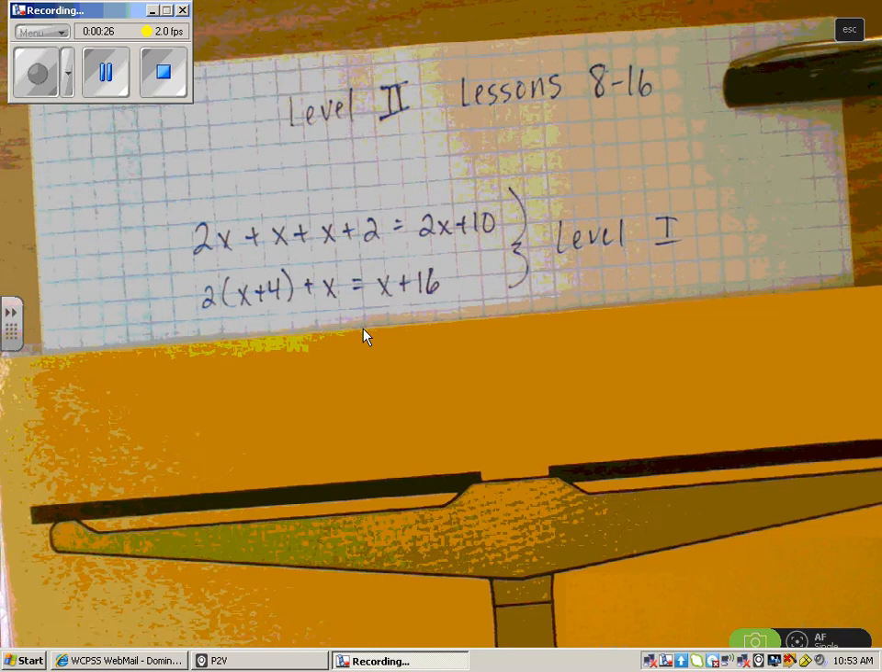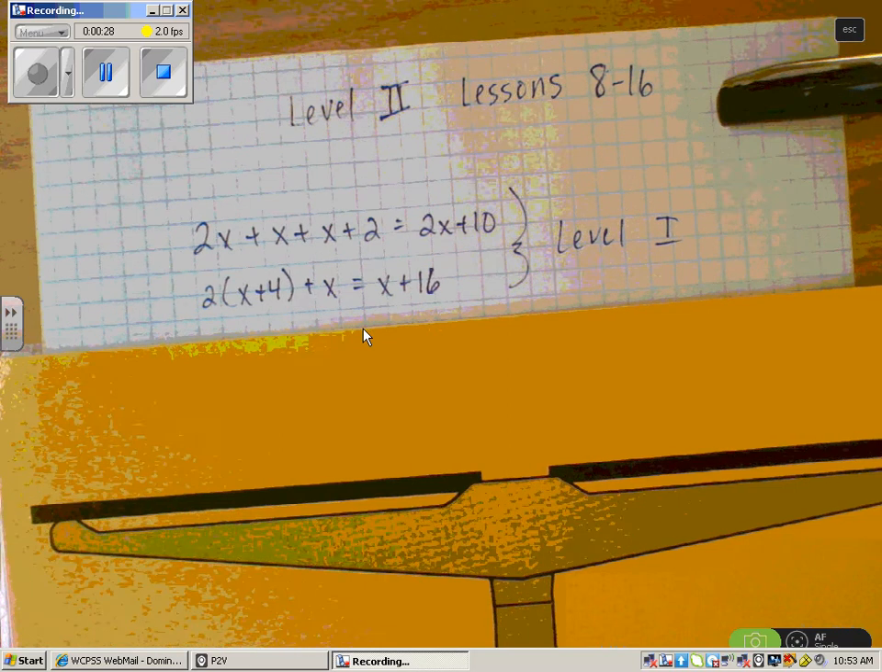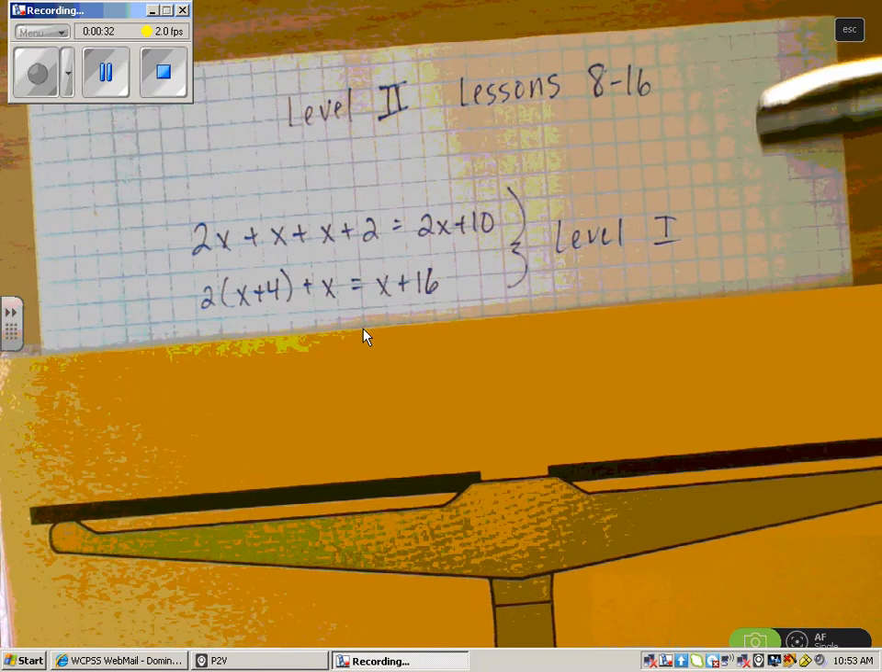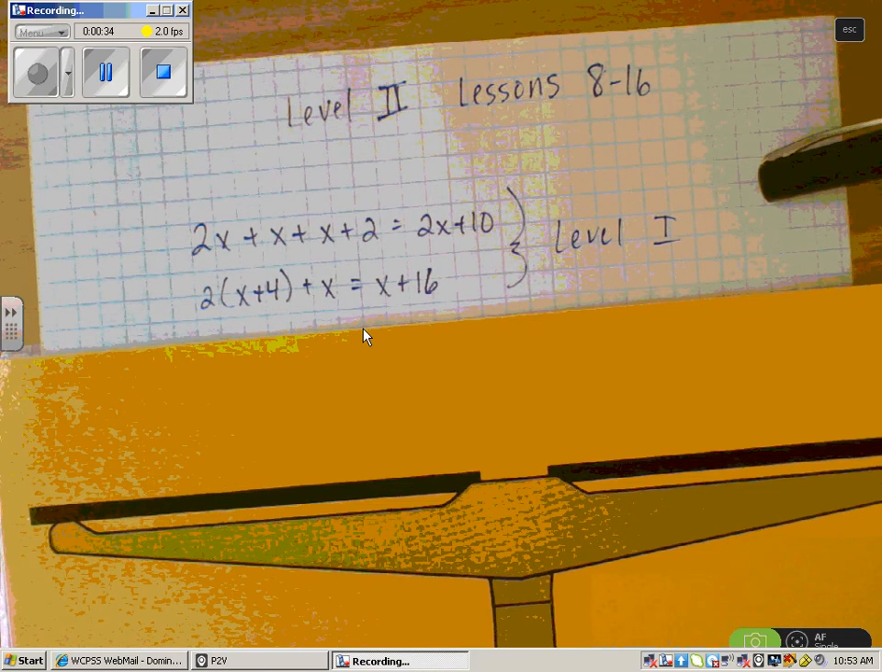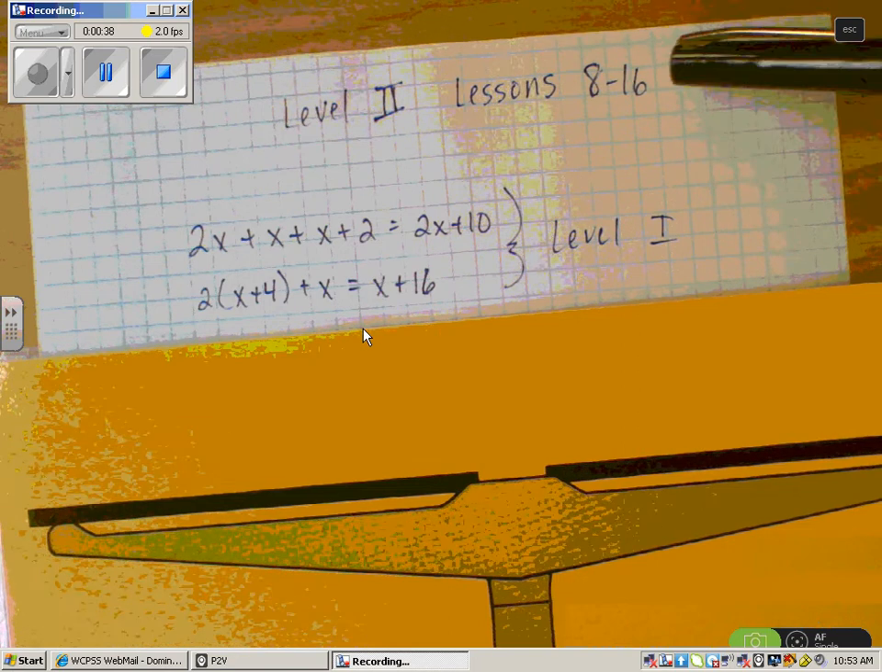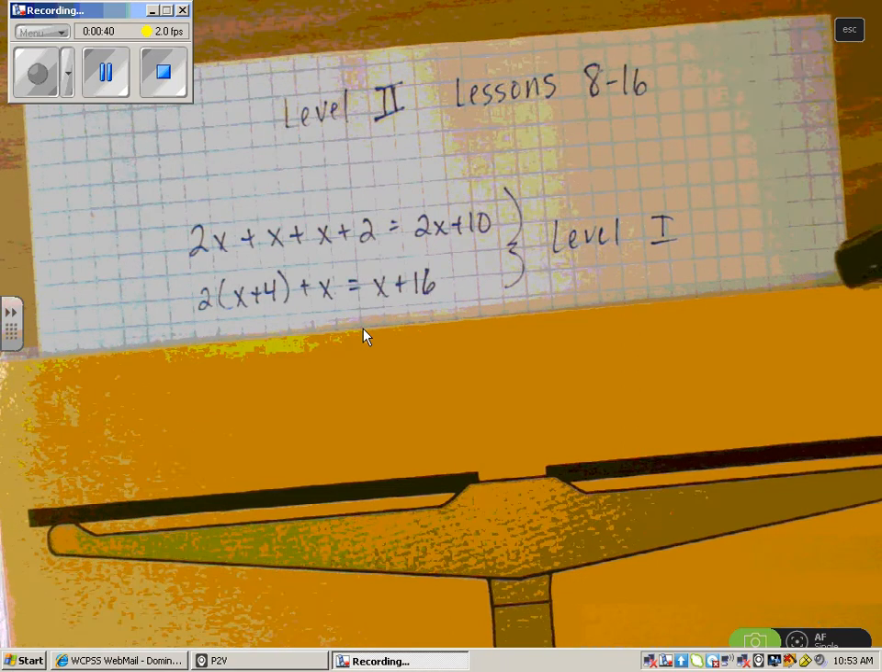I am going to include at some point in Level 2 some verbal problems for you to solve, where I will just read the problem to you and you will have to solve them. Most likely those will be included after lesson 16.